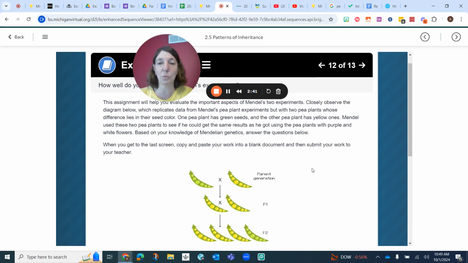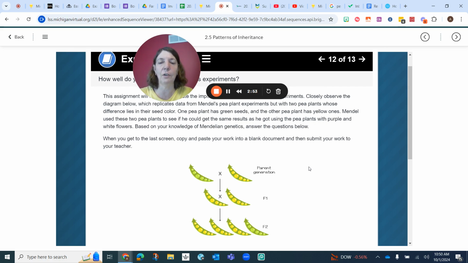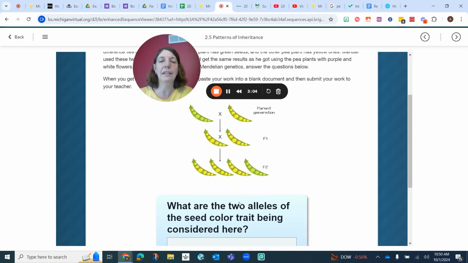This is the actual assignment. So based on that first experiment with white and purple flowered pea plants, Mendel did another experiment looking at the seeds and started out with one plant that had green seeds, another plant that had yellow seeds, cross-pollinated this plant, got the first generation of yellow seeds. And then there was self-pollination here, which created that second generation here.